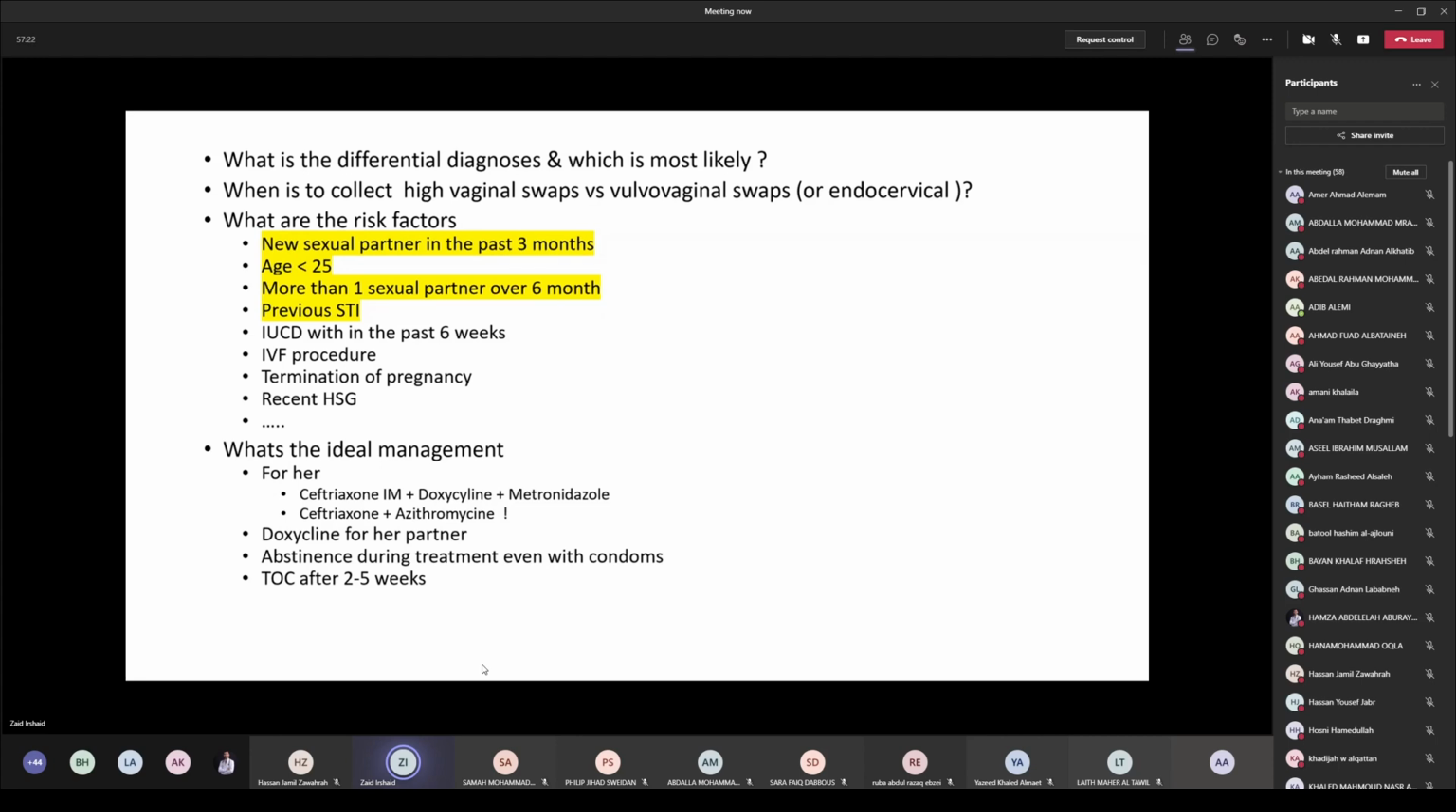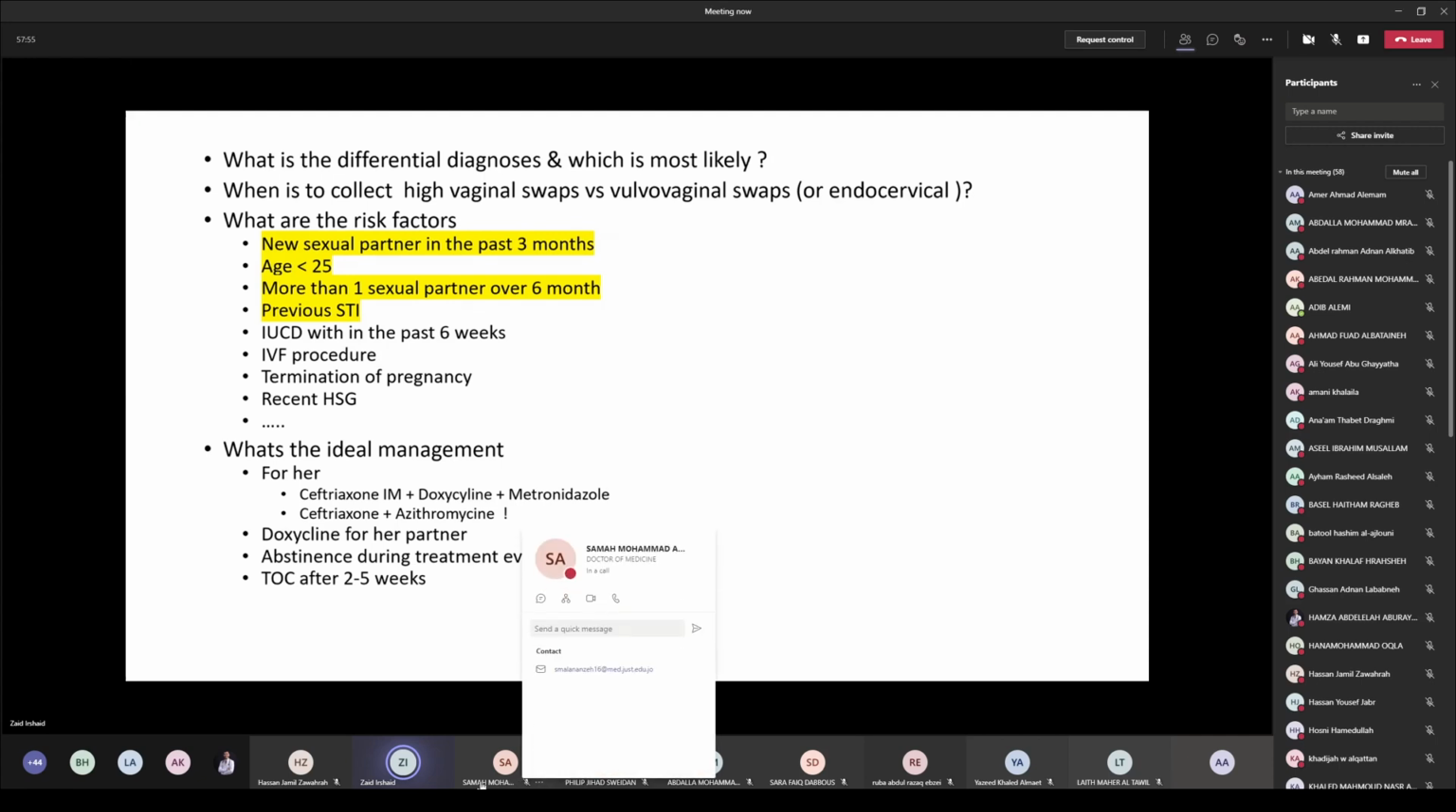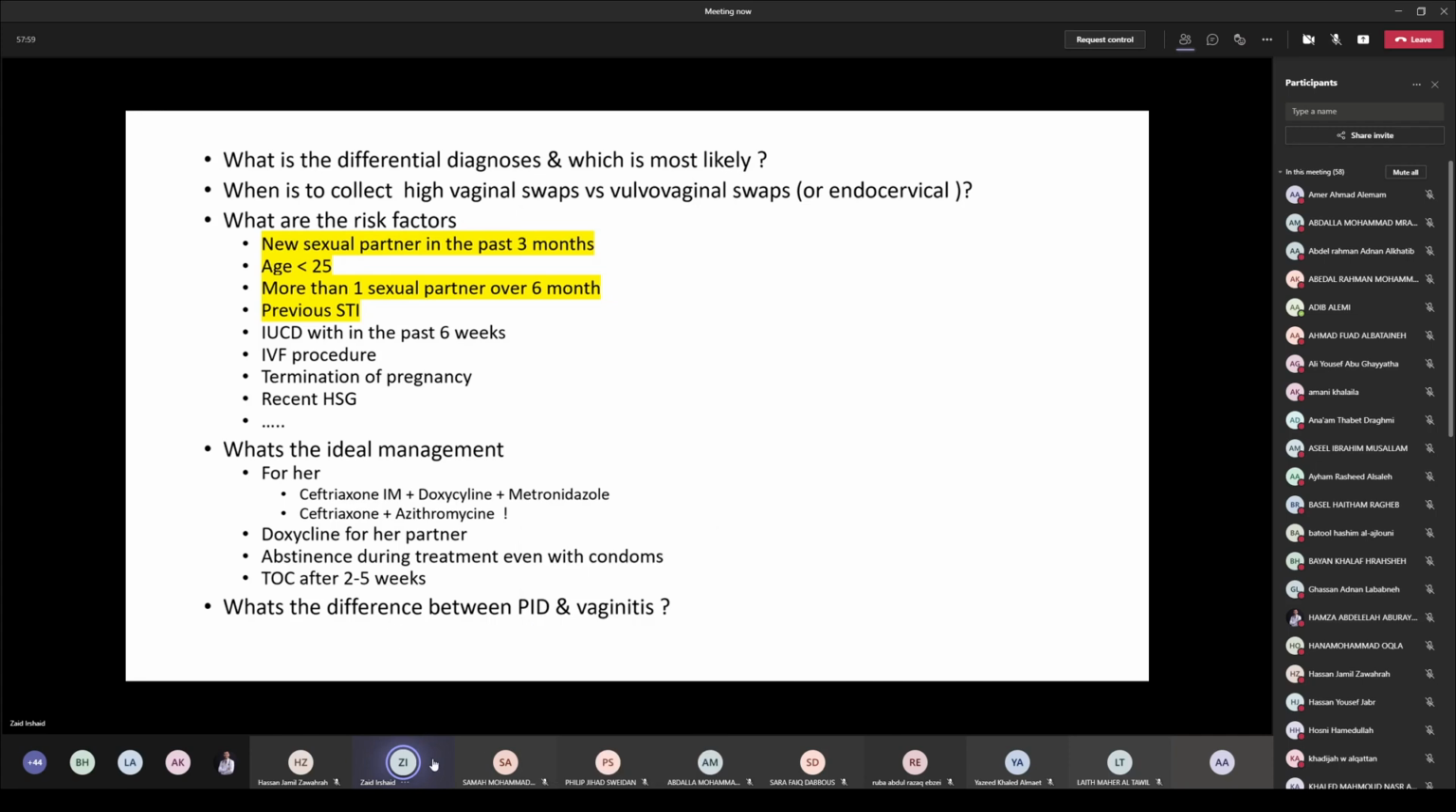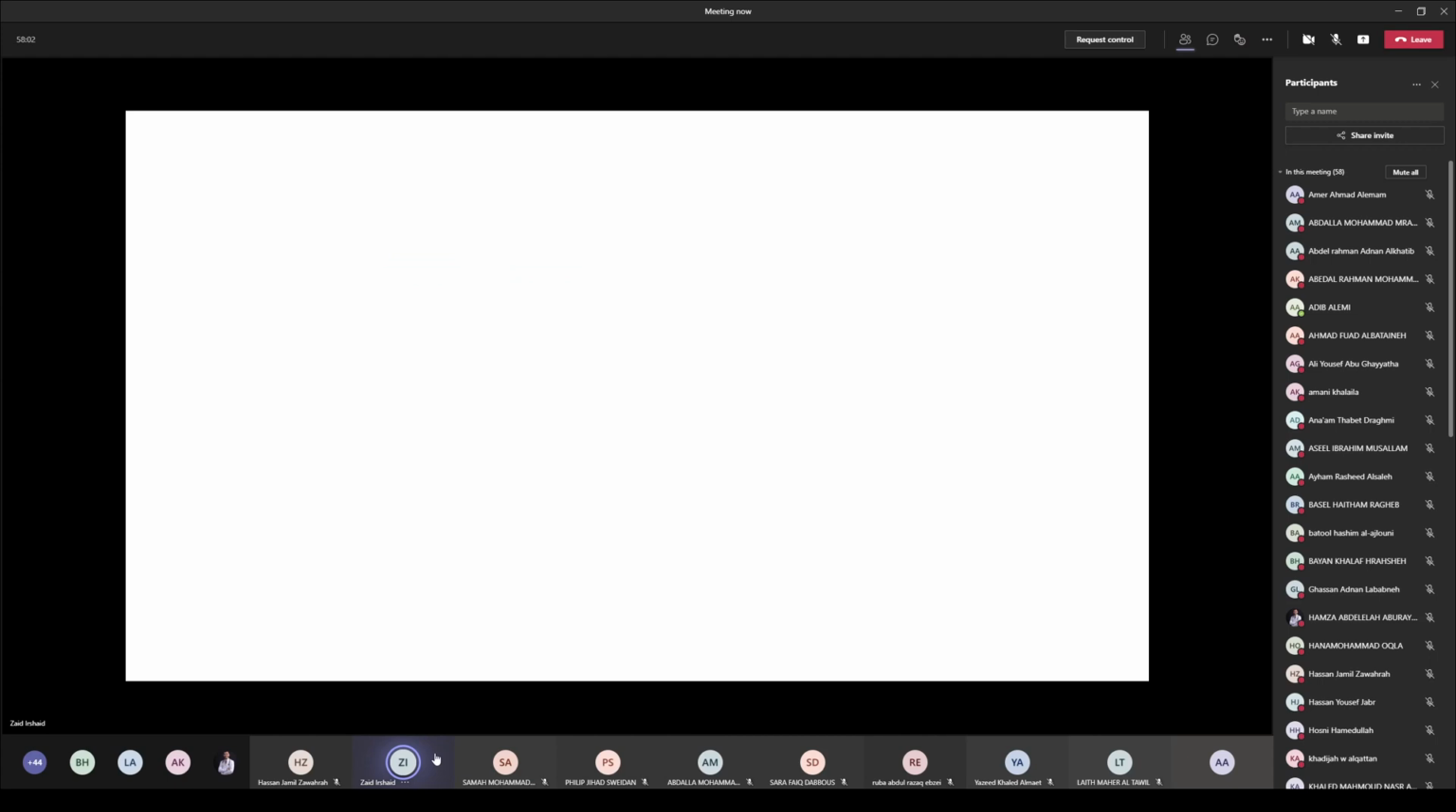In test of cure, 2 to 5 weeks after finishing our antimicrobial treatment, ideally we repeat the nucleic acid amplification test to confirm that the disease has been eradicated. Because it's very common for patients to have low compliance or have sexual intercourse during the duration of treatment, or, especially with gonorrhea, there is a high likelihood of resistance. So we should do a test of cure between 2 to 5 weeks after we finish our treatment. Okay? Is it clear so far? Okay, any questions?